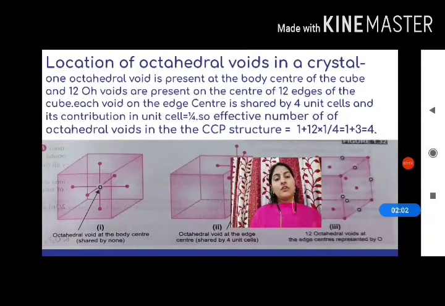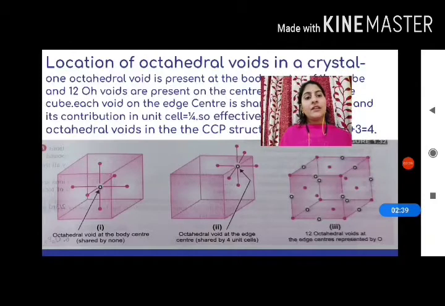Next is the location of the octahedral and the tetrahedral voids in the CCP structure. See, in this crystal, one octahedral void is present at the body center of the cube and 12 octahedral voids are present at the center of the 12 edges of the cube. Each void on the edge center is shared by 4 unit cells and its contribution in the unit cell is 1 upon 4. So the effective number of octahedral voids in the CCP structure would be 1 for the body center plus 12 into 1 upon 4 for those located at the edges. So it would be 1 plus 3 is equal to 4.